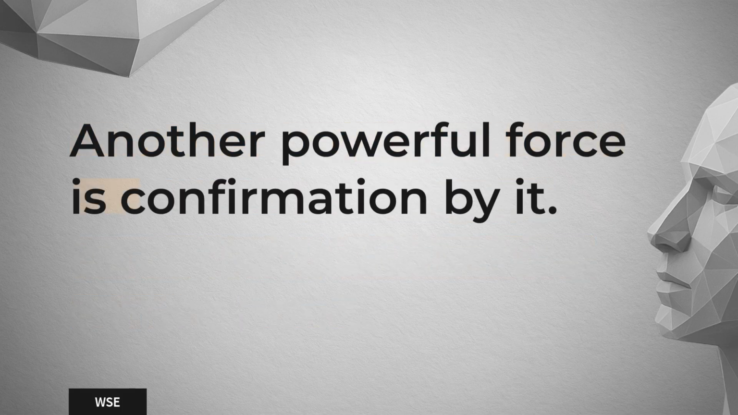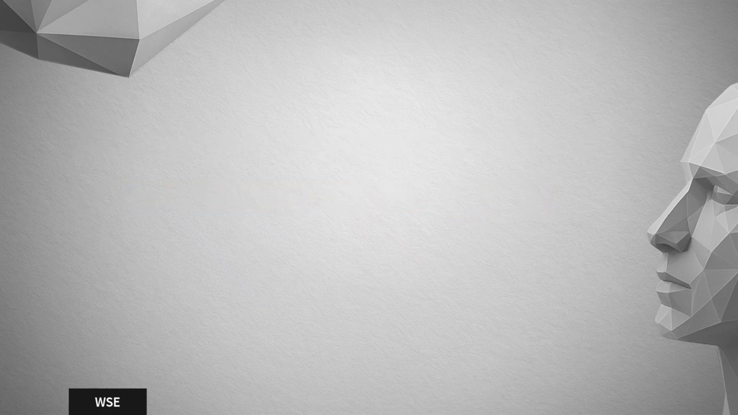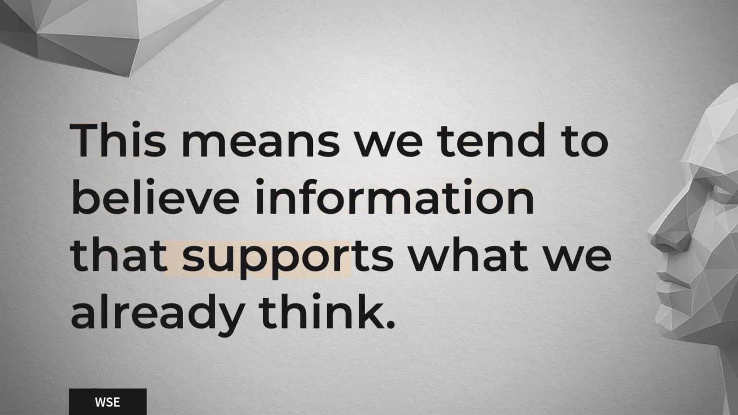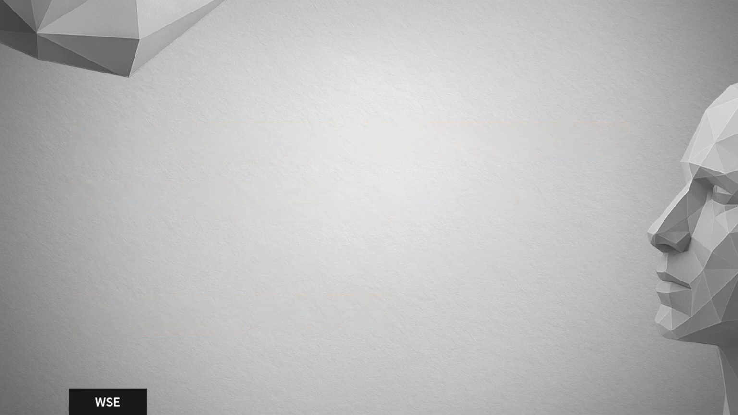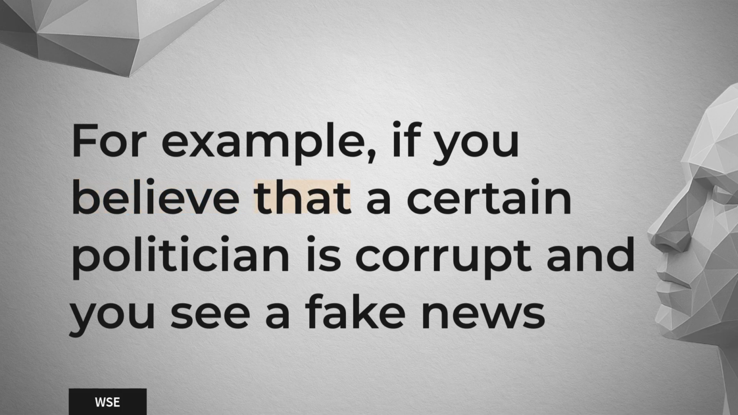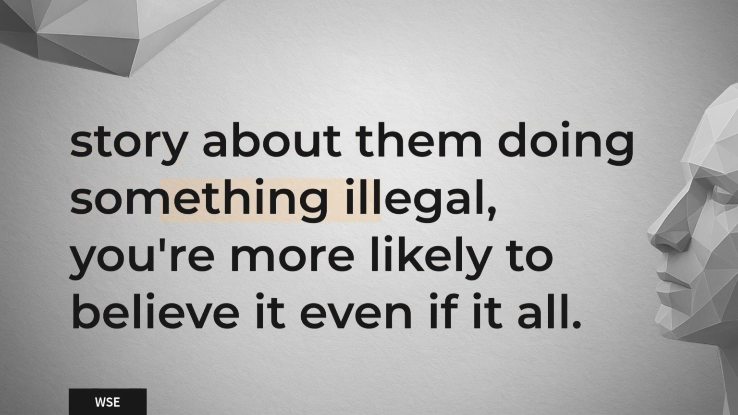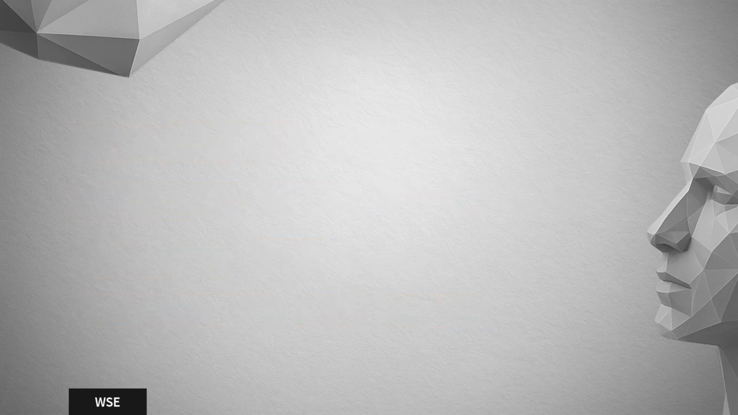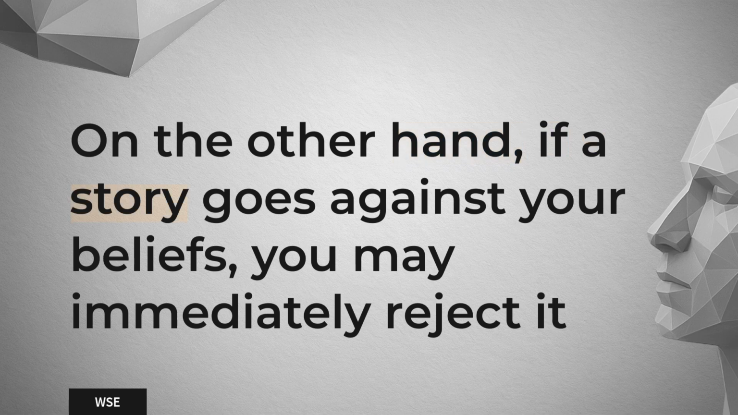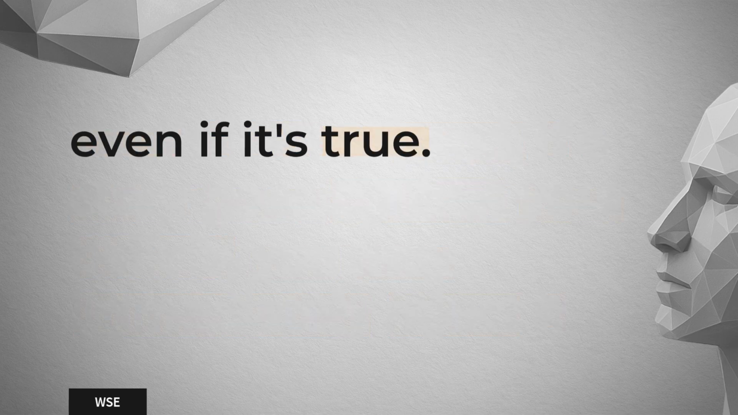Another powerful force is confirmation bias. This means we tend to believe information that supports what we already think, and ignore information that challenges us. For example, if you believe that a certain politician is corrupt, and you see a fake news story about them doing something illegal, you're more likely to believe it, even if it's false. Your brain says, I already knew this, and accepts the new evidence without checking. On the other hand, if a story goes against your beliefs, you may immediately reject it, even if it's true.